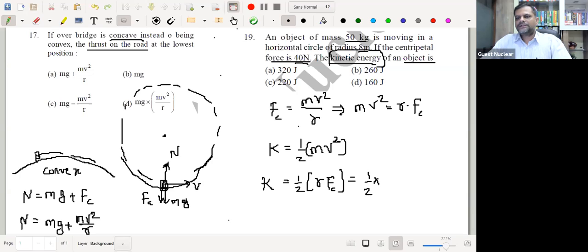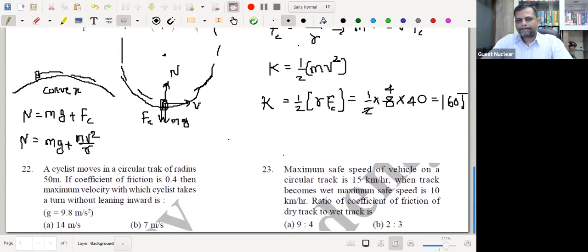Now r is what? It is 8 meter. So we can just replace it here, r is going to be 8. And what about Fc? It is already given to be 40 newton, right? So just replace it here and just reduce this by 2. So 2 ones are 2, 2 fours are 8, and hence we get 4 into 40, that is 160 joule. So 160 joule is going to be the kinetic energy of this particle, which is there in option D. Okay. Yes, just try this next one here.